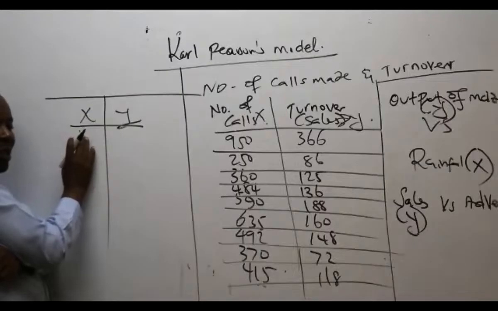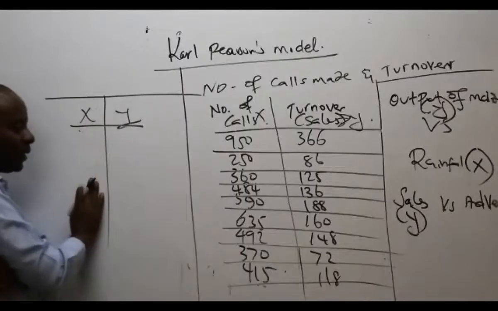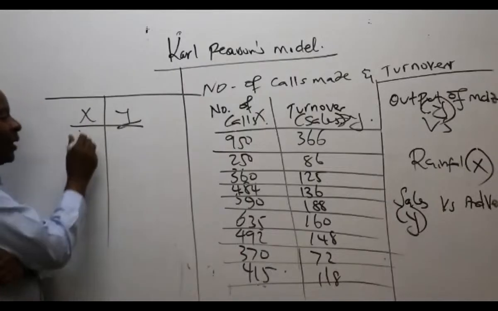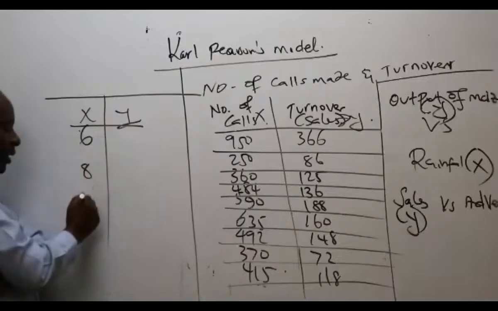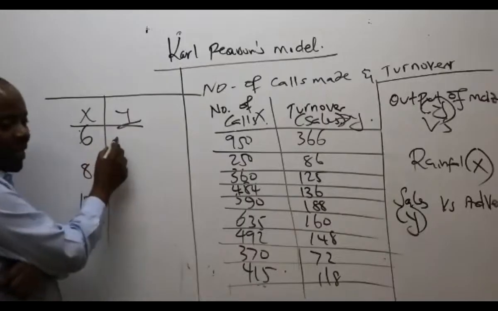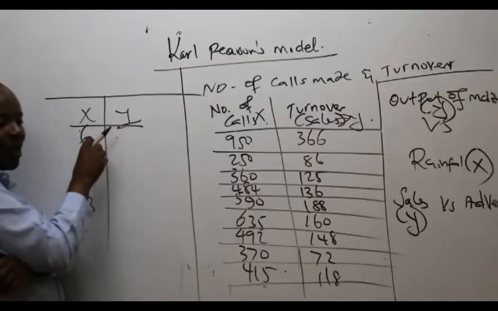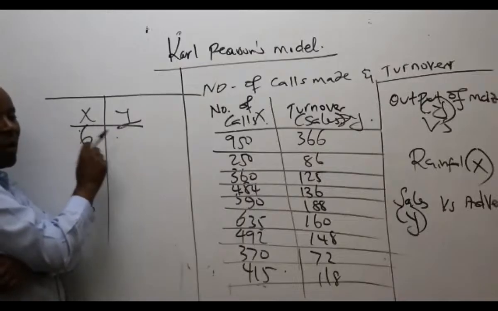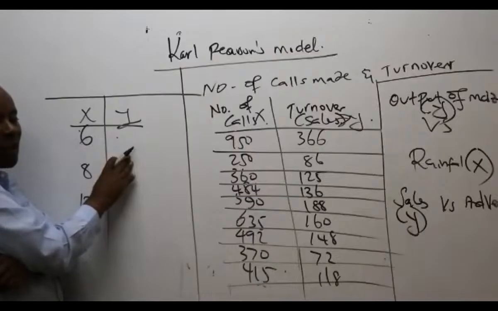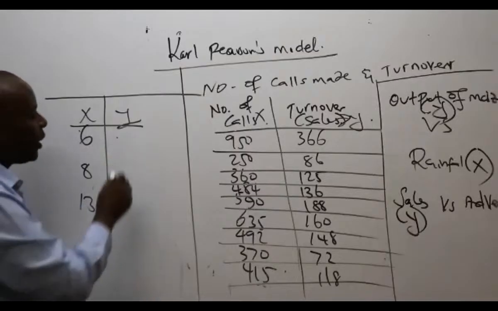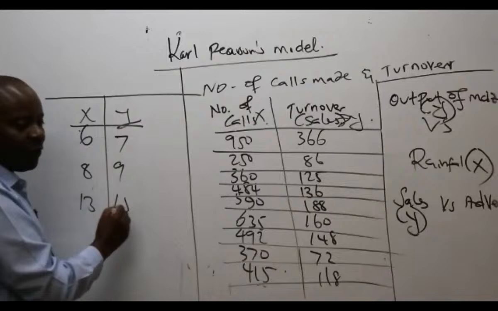No, I don't want the summations. I want the individual items. Was it 6, 8, something? 6, 8, 13. How about the Y? The Y metrics. So it is 7, 9, 15.